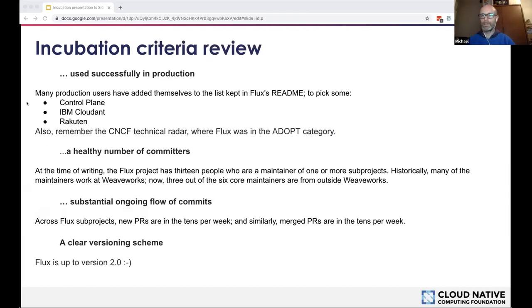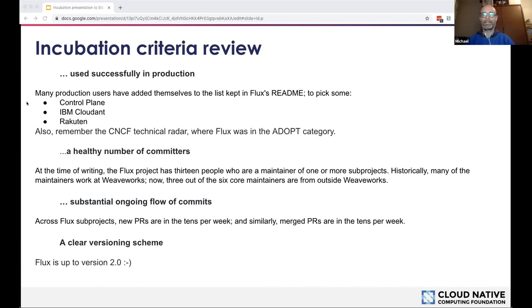So going back to the incubation criteria, Flux is used successfully in production. We've got about 80 people in our README that have volunteered themselves as production users. To pick out a few: Control Plane, IBM, and Rakuten. We're all pretty big users. But also remember the technology radar, where Flux was in the adopt category, which I will repeat. I think that's quite an endorsement from the end user community of the CNCF.